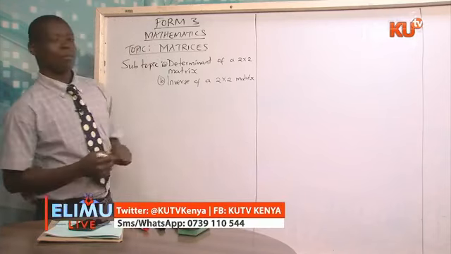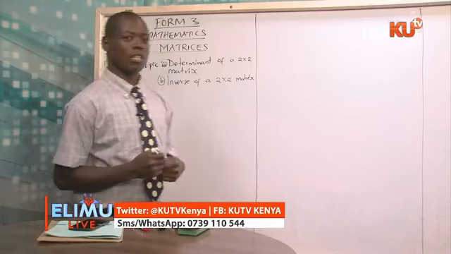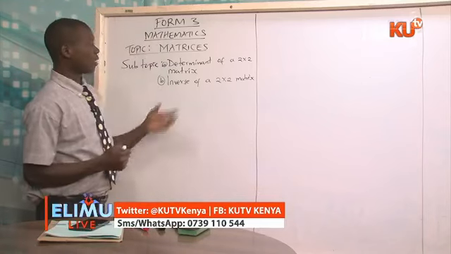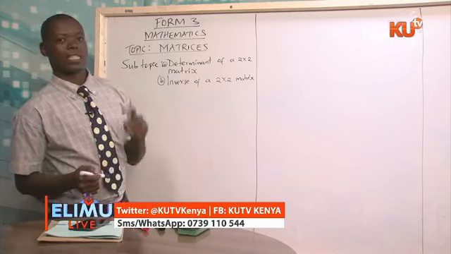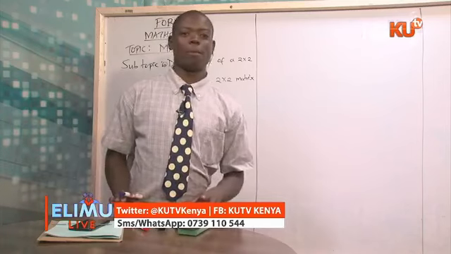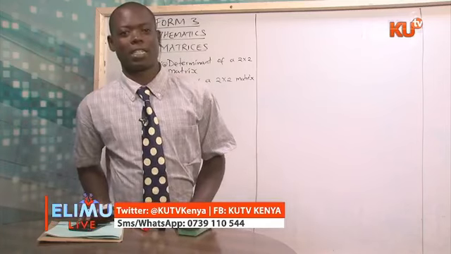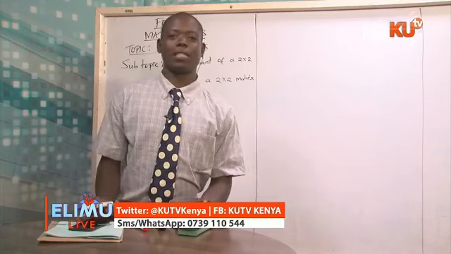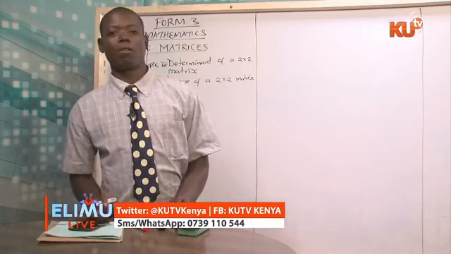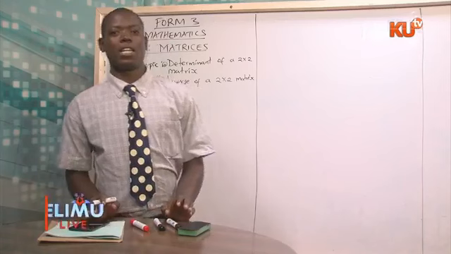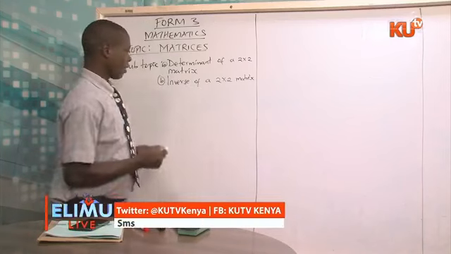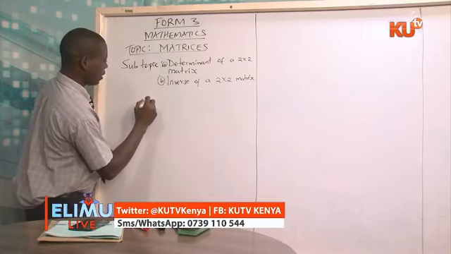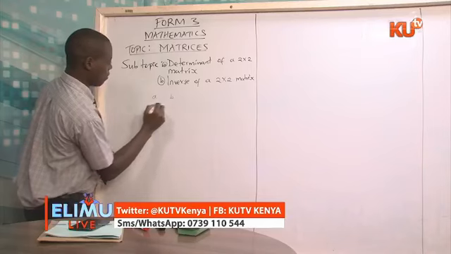Before we discuss the determinant of our 2 by 2 matrix, students, we need to understand one thing: when talking about a matrix, it is singular. When there is more than one, we talk of matrices. And a matrix is simply the arrangement of elements in rows and columns.